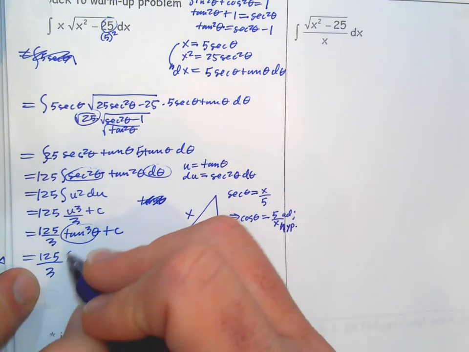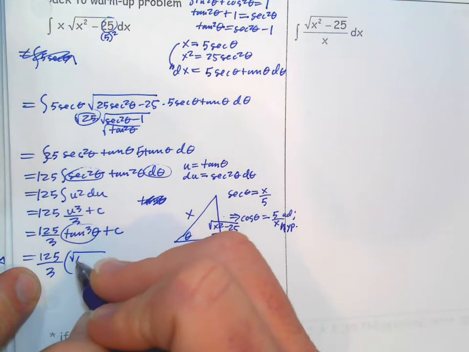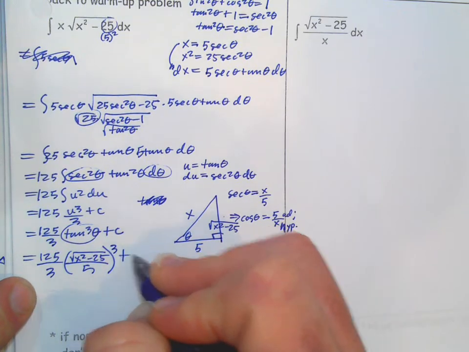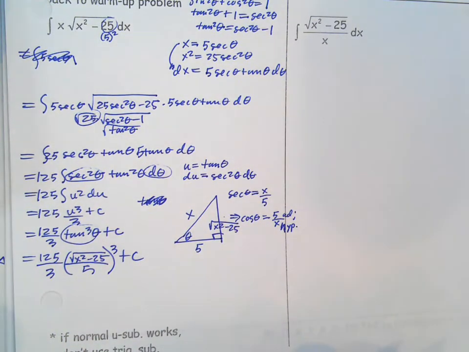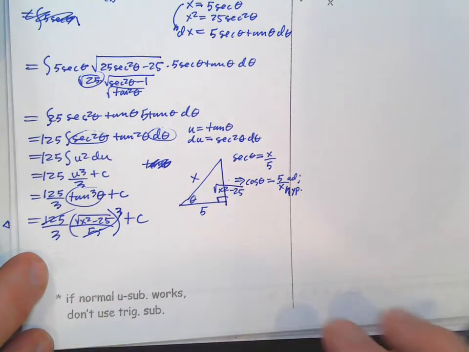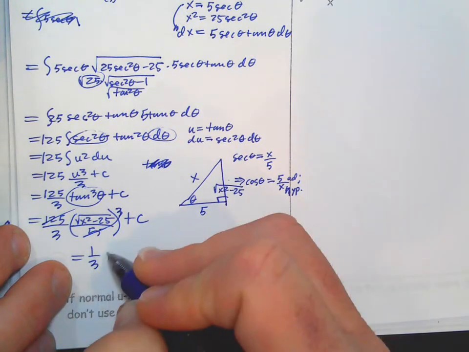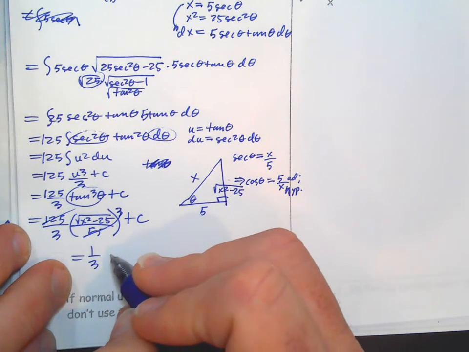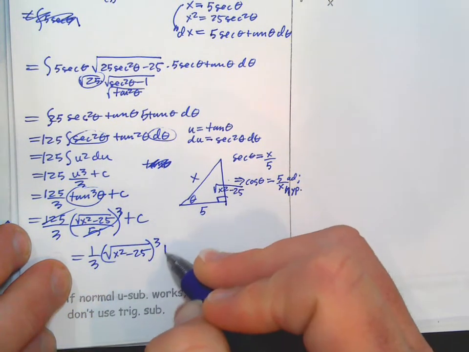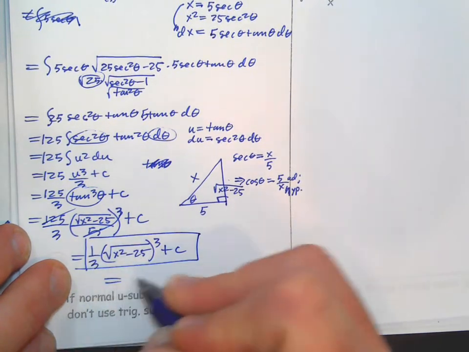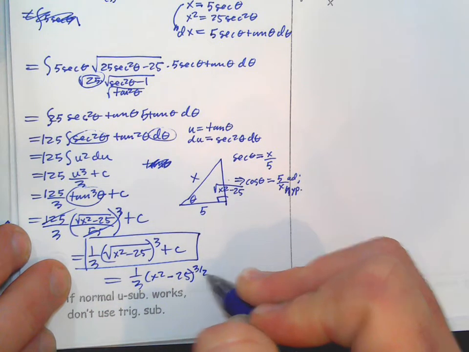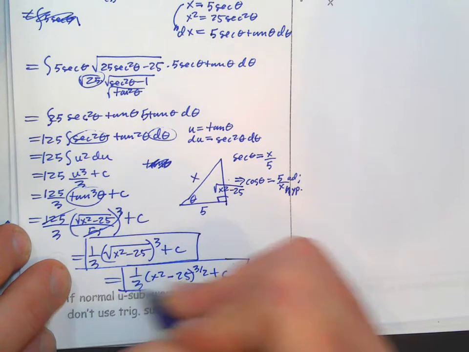So that means that tangent is opposite over adjacent. And then, of course, it's going to get cubed. Okay? Now, the 5 cubed on the bottom is going to cancel out with the 125 because that's also 5 cubed. And our final answer is going to be 1/3. There's a lot of different ways you could write it. You could just write it like this, plus c, if you want. Or you could write it more like this, x squared minus 25 to the 3 halves. That also works.